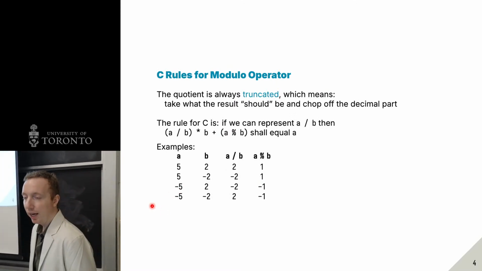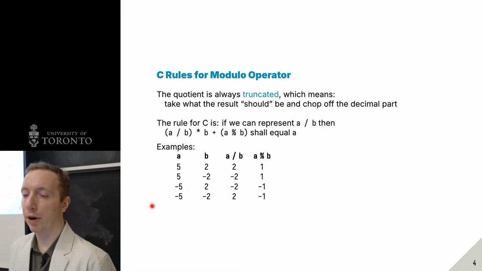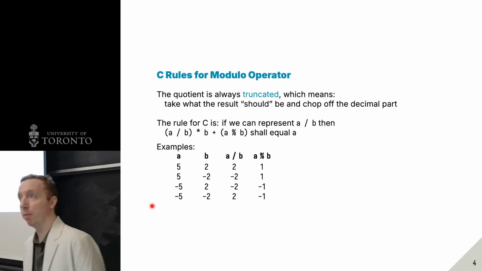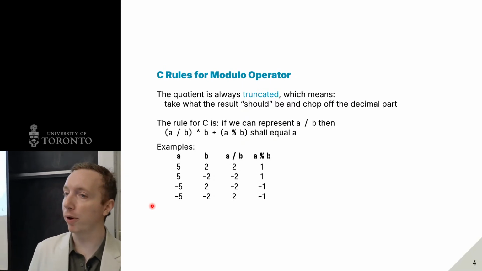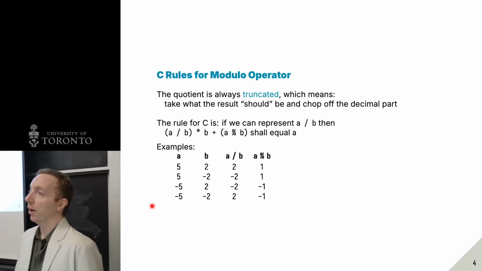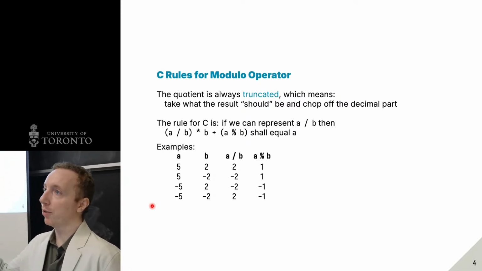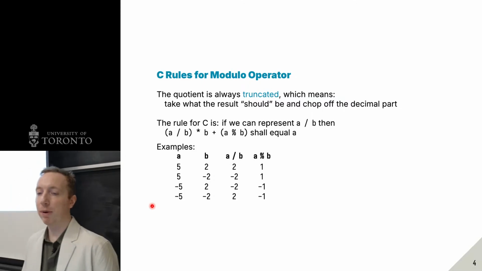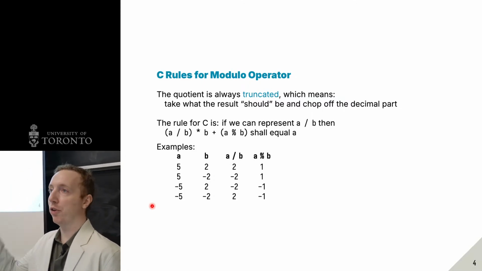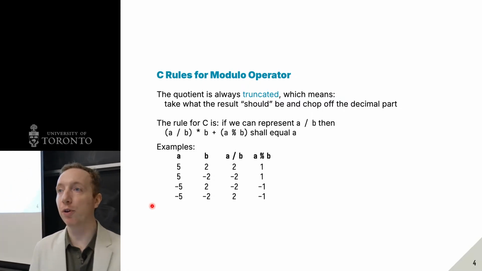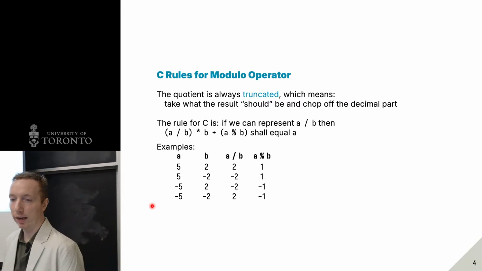So C has a few rules for how the modulo operator works and how division works. The quotient is always something called truncated, which means the result should just chop off the decimal point. There's no proper rounding or anything like that.